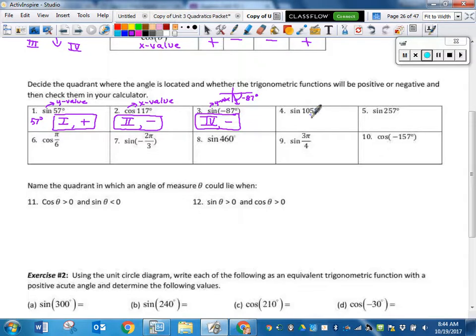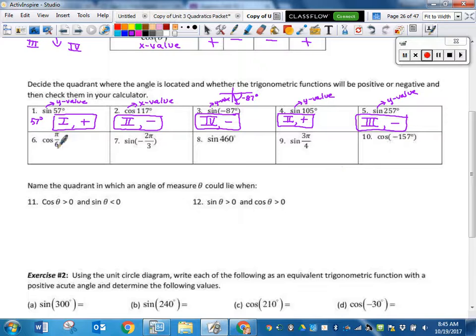105. 105 is in quadrant 2 again. So quadrant 2, and I'm dealing with a y value, so quadrant 2 and a y value gets me a positive. 257, quadrant 3. X or y in quadrant 3, both negative. So the sign of 257 would be negative.